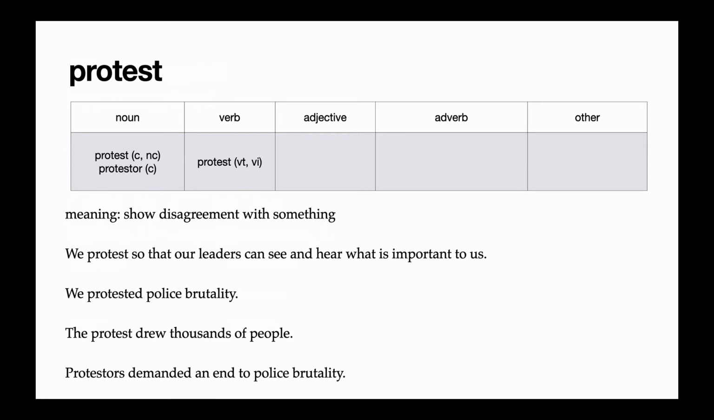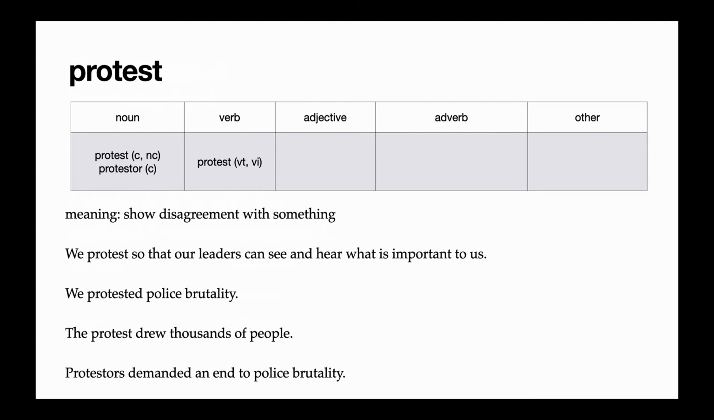In this week's reading, we had this sentence. We protest so that our leaders can see and hear what is important to us. So if we look at this use of the word protest, what kind of word is protest? Is it a noun or a verb here? Well, it's a verb because we is the subject, so protest is our verb. And can you tell if protest here is intransitive or transitive?